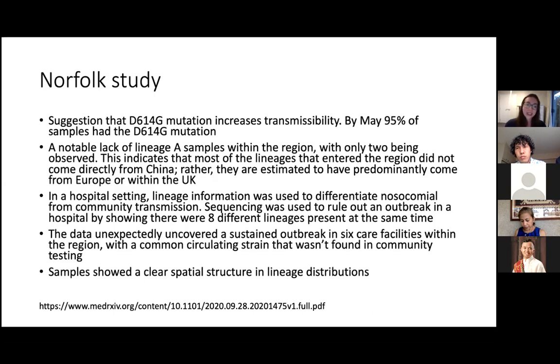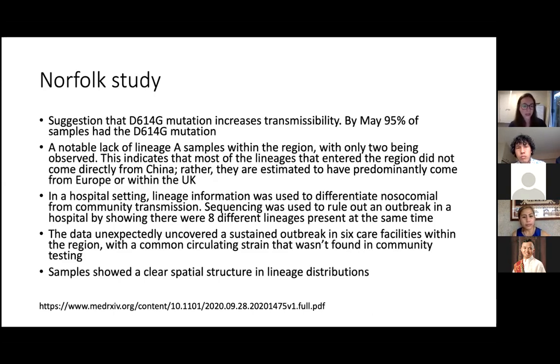There's some evidence that it increases transmissibility, and in Norfolk they found that by May 95% of samples that they sequenced had this mutation, which does support the theory that this aids transmission, but could also be a founder effect. If whatever entered the UK to begin with had this mutation, that might be an advantage.